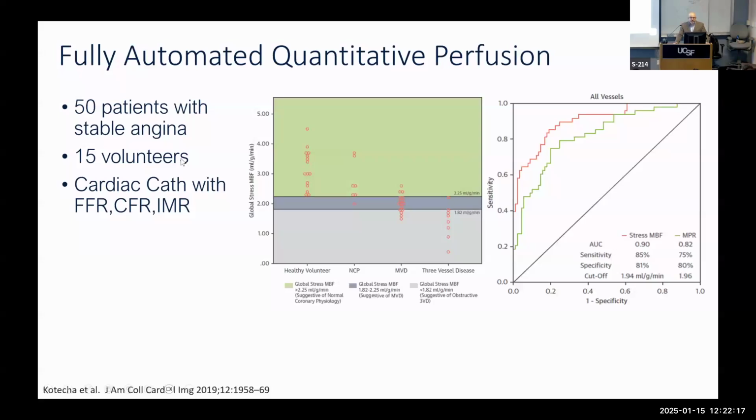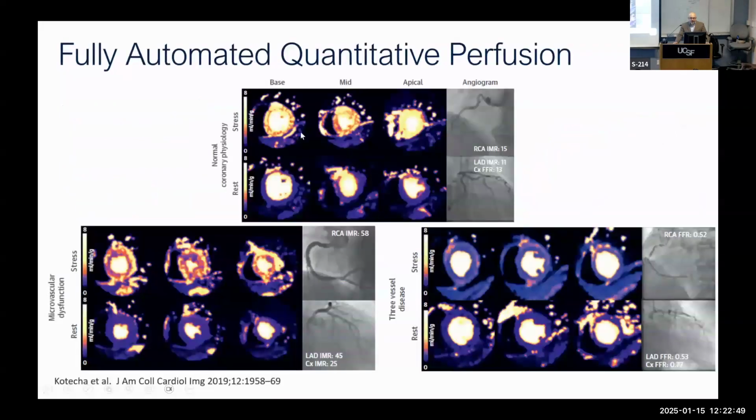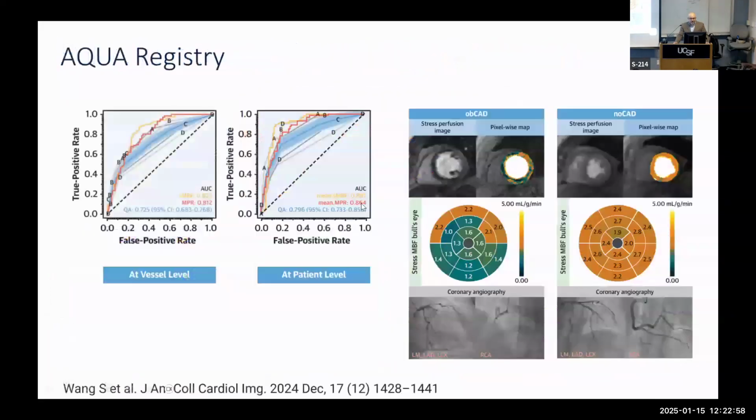So in this study, they used FFR as the gold standard, 50 patients, 15 volunteers, and a cath. In addition to doing FFR, they did CFR and index of myocardial resistance, which gives us an idea for microvascular disease. And what they found was high diagnostic accuracy for stress blood flow. For obstructive disease in general, stress blood flow a lot of times beats myocardial perfusion reserve, which you can see here, but again, both having high test performance. And here are some examples from those images. Here the resolution is a little bit lower, but still enough for us to be able to tell differences between the endocardium and the epicardium.